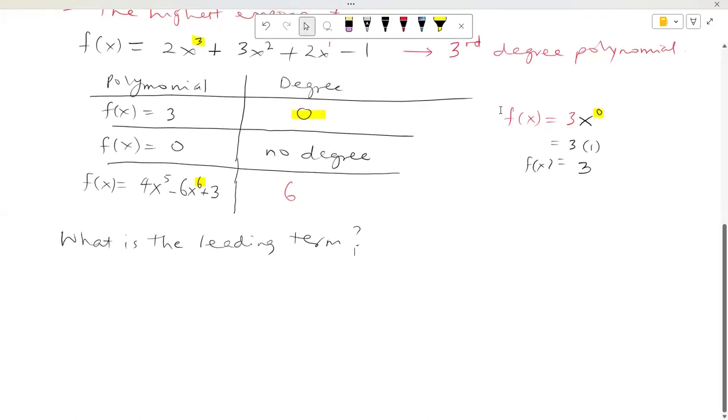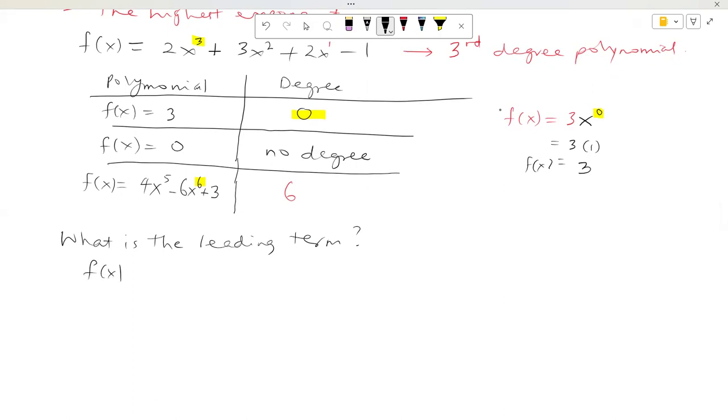Now, the leading term is always the term that determines the degree of the polynomial, right? The term that has the degree of that polynomial. So let's look at an example here.